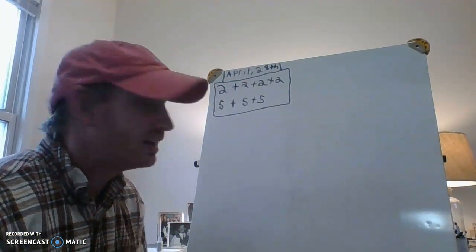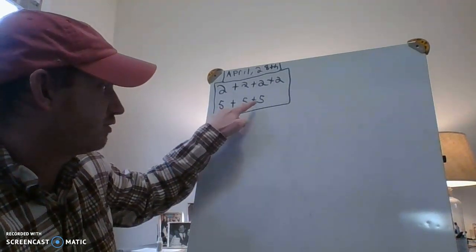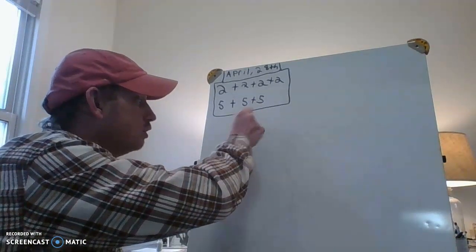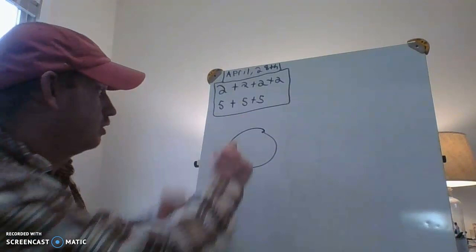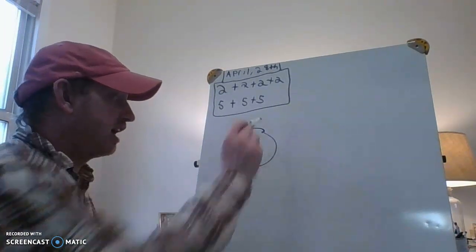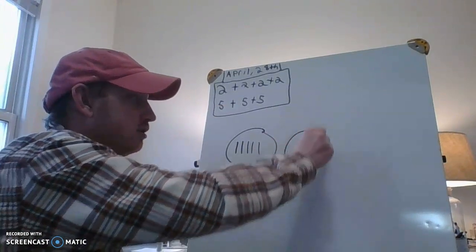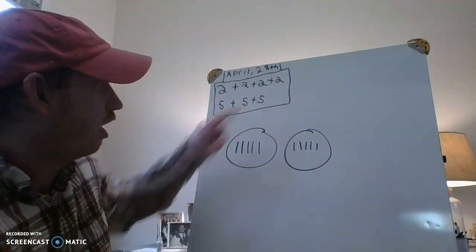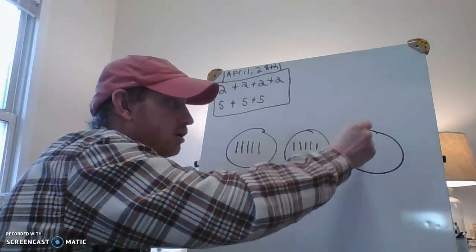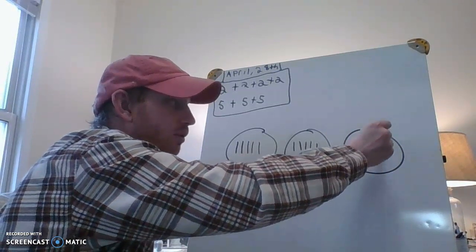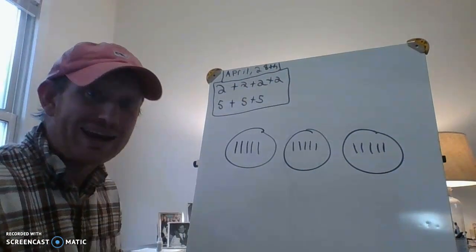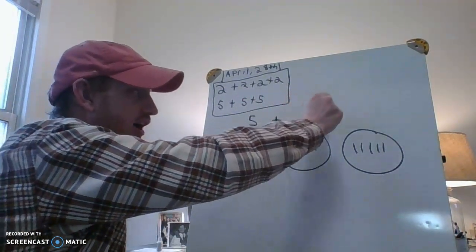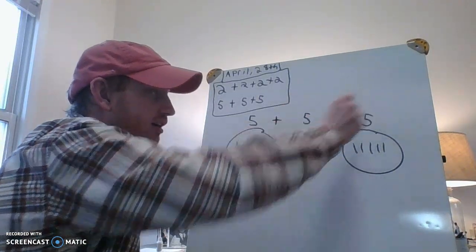So our second question is 5 plus 5 plus 5. So again, I'm going to draw my groups. We have a group of 5. 1, 2, 3, 4, 5. We have a second group of 5. 1, 2, 3, 4, 5. And we have a third group of 5. 1, 2, 3, 4, 5. And again, it's 5 plus 5 plus 5.